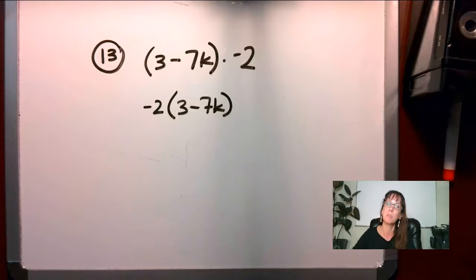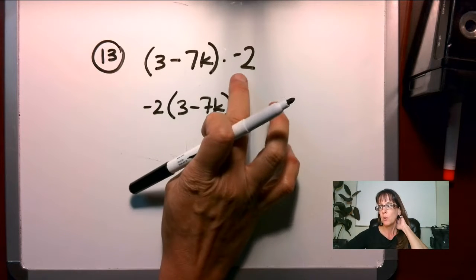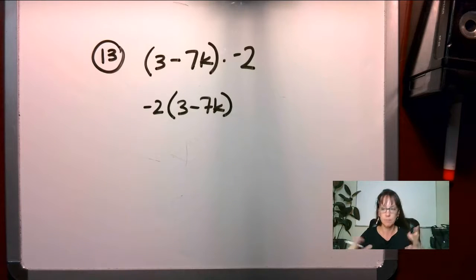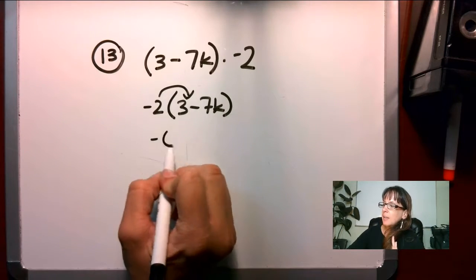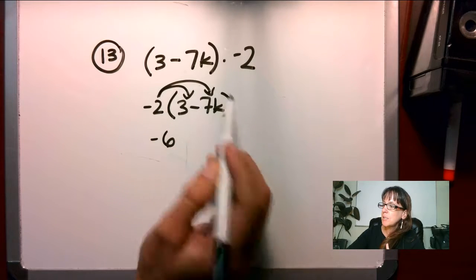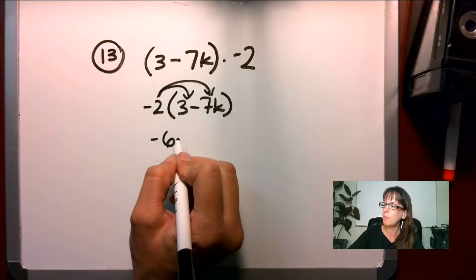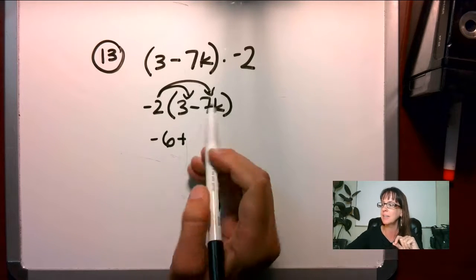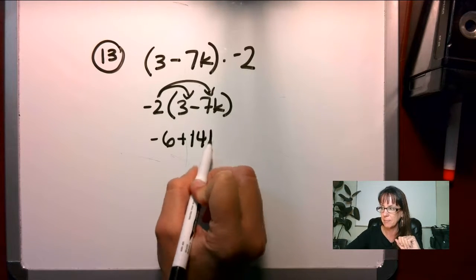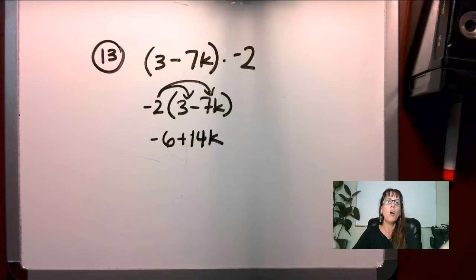Remember that commutative property tells us we can multiply in any order. All right, so negative 2 times 3 is negative 6. Negative 2 times negative 7k is positive, because a negative times a negative is a positive, 14k. So all they're saying on those ones is just jump to the front.